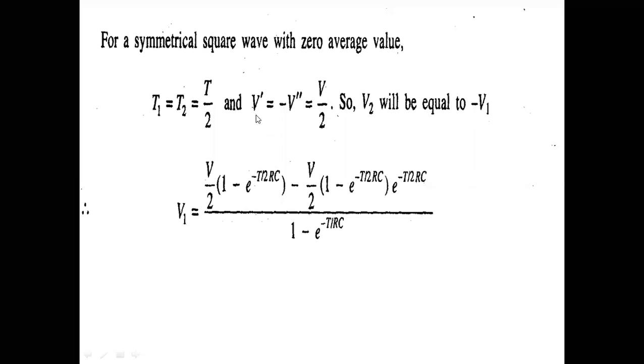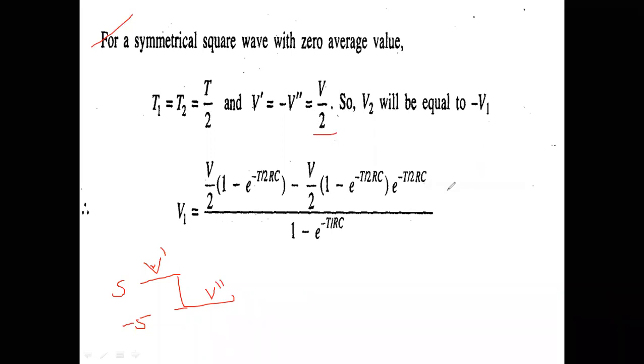Symmetrical means V1 dash equals minus V2 dash, since it is a symmetrical waveform. Symmetrical waveform means if the positive is at 5 volts, the negative will also be at minus 5 volts. I have taken this as V dash, and this one as V double dash. Both will be equal in magnitude, but there will simply be a change in sign. Therefore V1 dash equals half of the voltages, because we assume it is a symmetrical waveform.